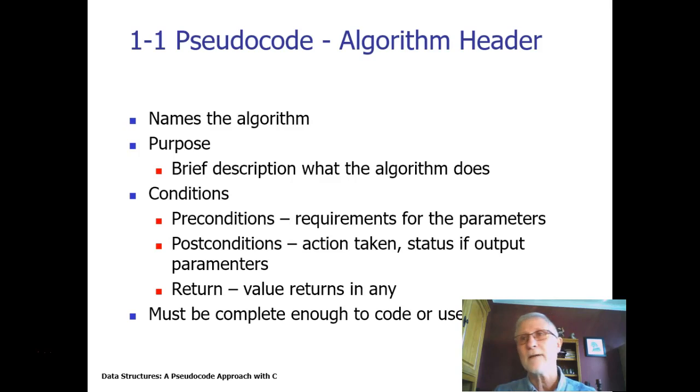Data written out to a file, return a variable, call another function, whatever the case may be. And then if the function or algorithm returns something to the calling party, you have to list that. But you have to keep in mind that this header must be complete enough for you to code and understand and to be able to use this algorithm.